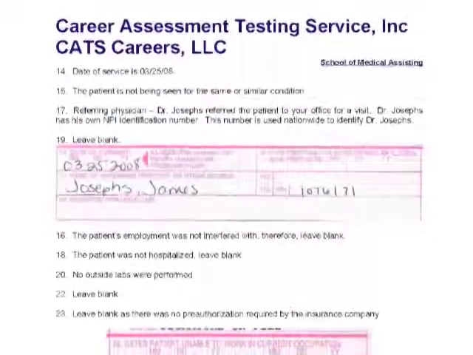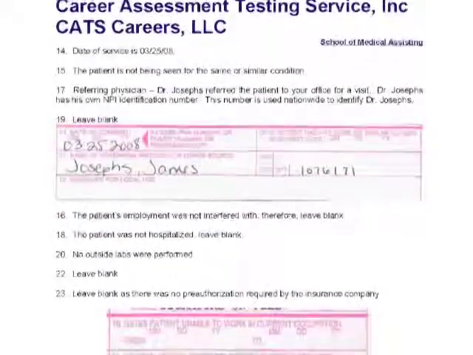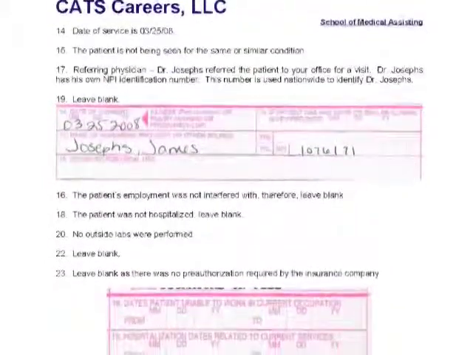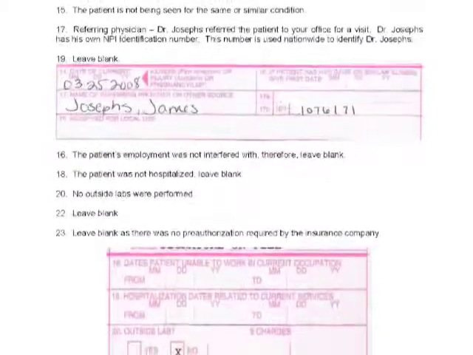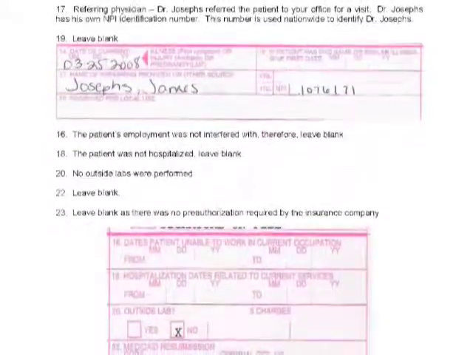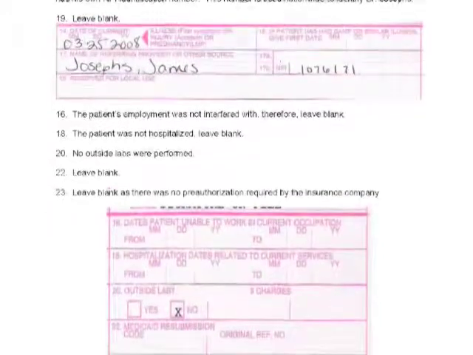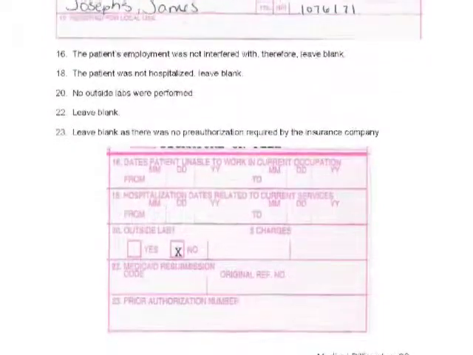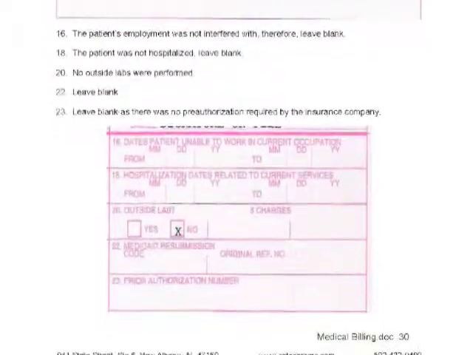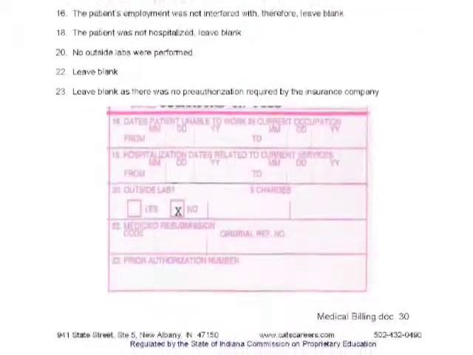Date of service, 3/25/08. Block 15, the patient has been seen for same or similar illness. No, most times leave it blank. 17, referring physician is James Josephs, and the NPI number is 107-6171. Block 16 is the patient's employment was not interfered with, therefore leave it blank. Patient wasn't hospitalized either, leave it blank. 20, outside labs, no. 22, leave it blank. 23, leave it blank.